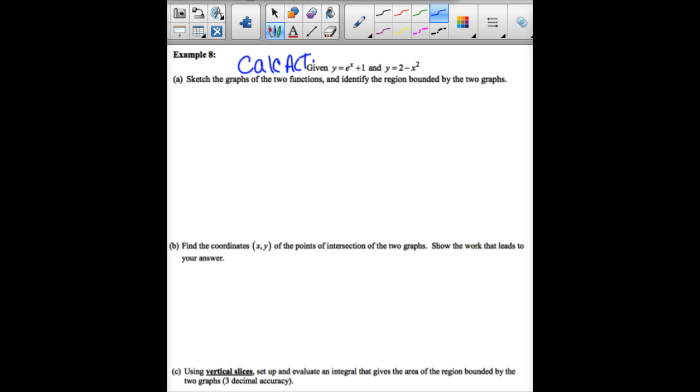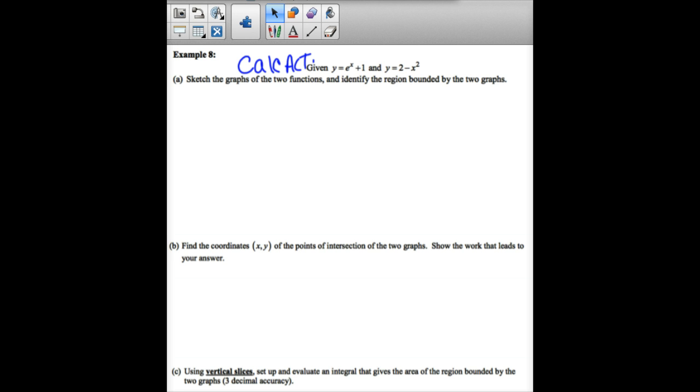So first of all, let's go graph. On my calculator, when I go graph each of these, what's going to happen is when you put them in a standard viewing window, it looks really small. So you're going to hit your y equals. You're going to graph e to the x plus 1. And then you're going to graph 2 minus x squared. So you're going to have that exponential and that upside down parabola.